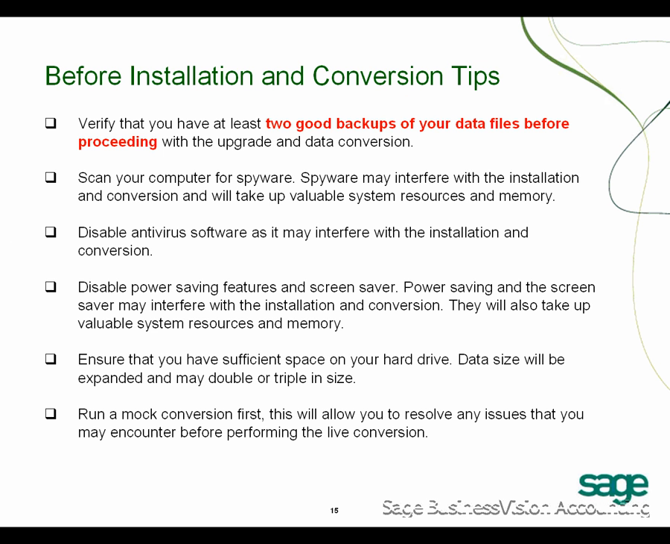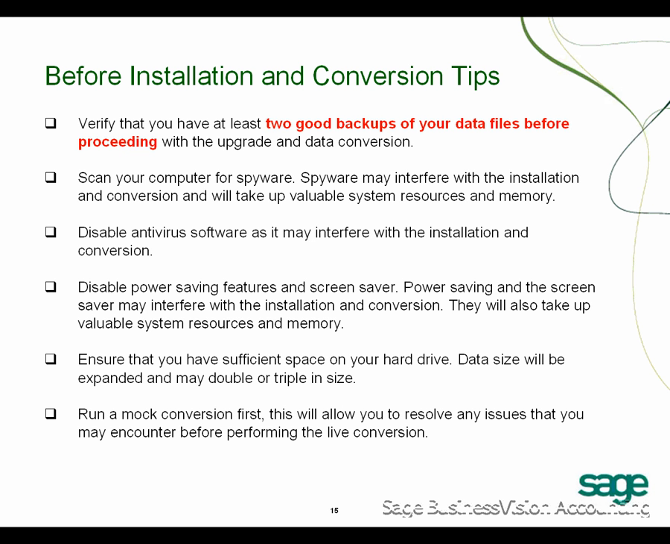Here are some tips to follow before installing your Sage BusinessVision 2011 upgrade. Verify that you have at least 2 good backups of your data files before proceeding with the upgrade and data conversion. Scan your computer for spyware. Spyware may interfere with the installation and conversion and will take up valuable system resources and memory. Disable antivirus software, as it may also interfere with the installation and conversion.